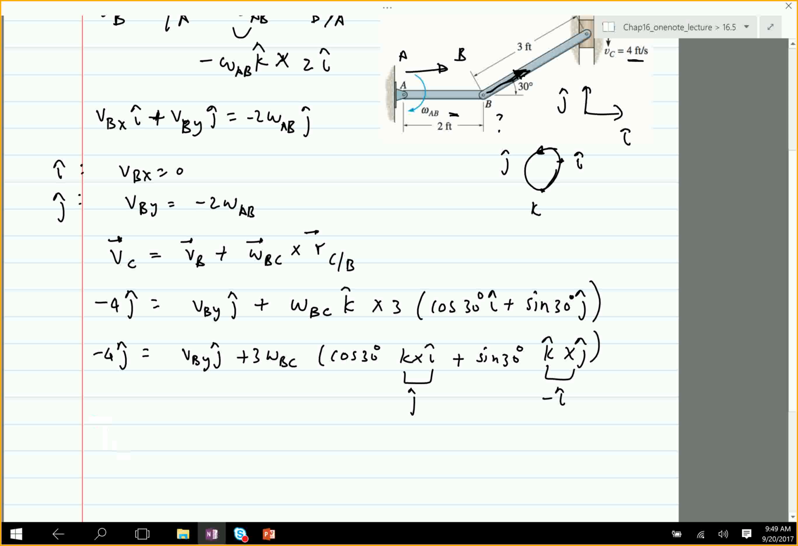Okay, so I'm just going to tell you what I'm going to do once I get this. I'm going to simplify this and equate the I and J components. So you see that we have two equations, two unknowns, right? The two unknowns are these. So I can solve for omega BC and VBY. You agree with me? Two equations, one for I, one for J, and two unknowns. So I'll solve for VBY and omega BC. I'll take that VBY, put it in the equation up there, and get omega AB. That's how I solve it.